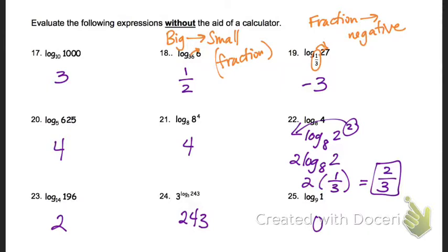5 to the 4th power, 21, the 8's cancel. 22 is a little different. What I did is I changed this 4 to be 2 squared, because you can do log base 8 of 2, but you can't do log base 8 of 4. And so that 2 comes out in front, and it becomes 2 log base 8 of 2. And from there, 8 to the 1/3 power, the cube root. So 2 times 1/3 gives me 2/3.